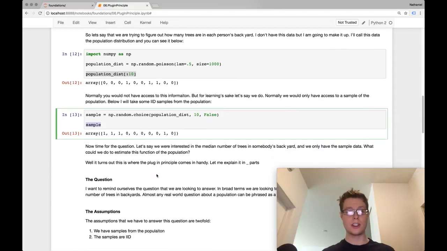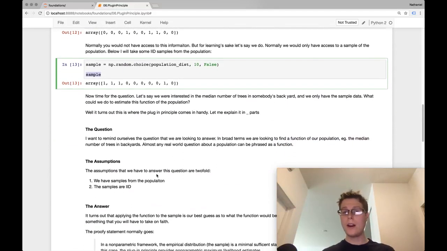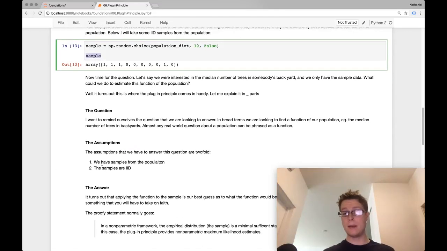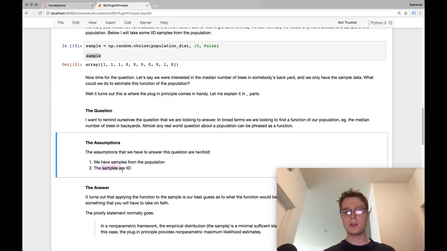So what's the question I'm going to ask? In broad terms, we want to find a function of our population, a summary statistic of our population. In this case, I'm going to say that we're looking for the median number of trees in backyards. It could be anything. You could take the average. Median is a little bit more robust to outliers, so I like using median a little bit better. We have our assumptions. Our assumptions are that we have a sample from the population and that those samples are IID. Okay? So we have the question. We have our assumptions.